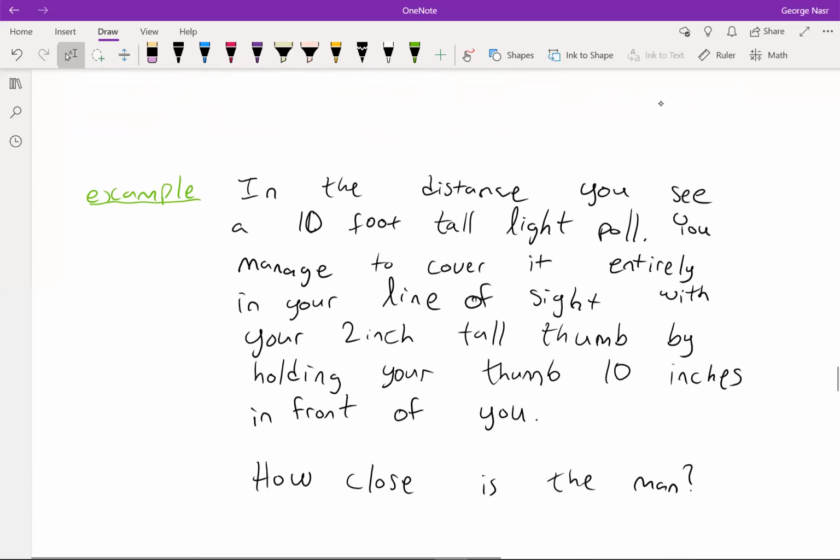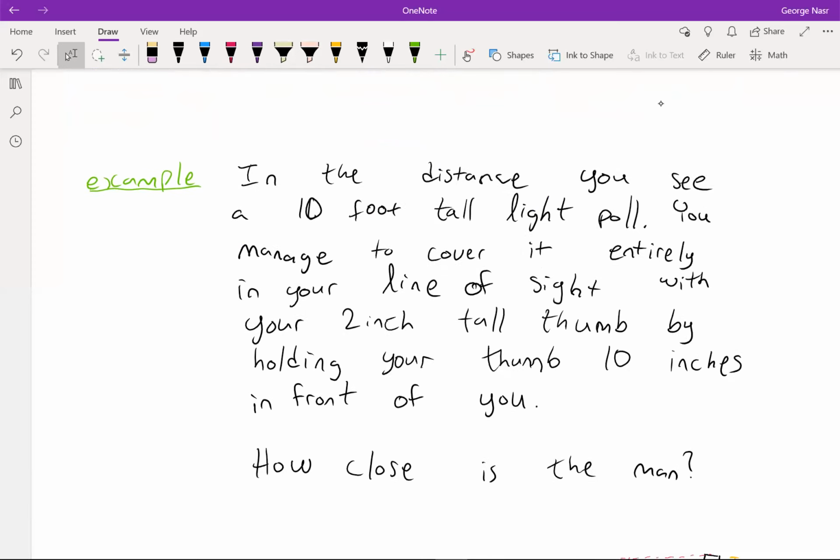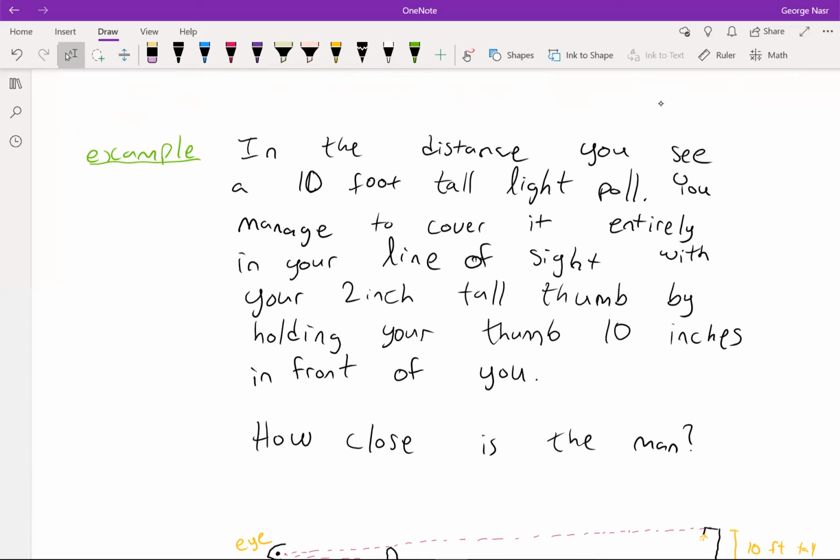So let's say in the distance, we see a 10-foot tall light pole. You manage to cover it entirely in your line of sight with your 2-inch tall thumb by holding your thumb 10 inches in front of you. I know it sounded silly, but if you didn't do the thing where you hold your thumb out in front of you and cover something, do it so that you really understand what this setup is doing. Because if you've never tried it before, it's going to seem really weird. So just from this information alone, can we tell how far away the pole is? The answer is surprisingly yes.